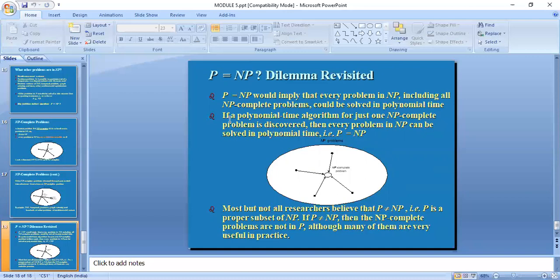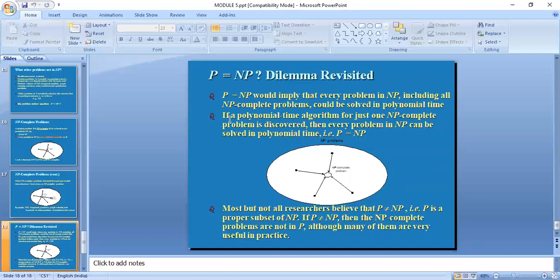Here we are considering P as a proper subset of NP, where if P is not equal to NP, then the NP complete problems are not in P. Although many of them are very useful in practice, we are yet to discover all these things.